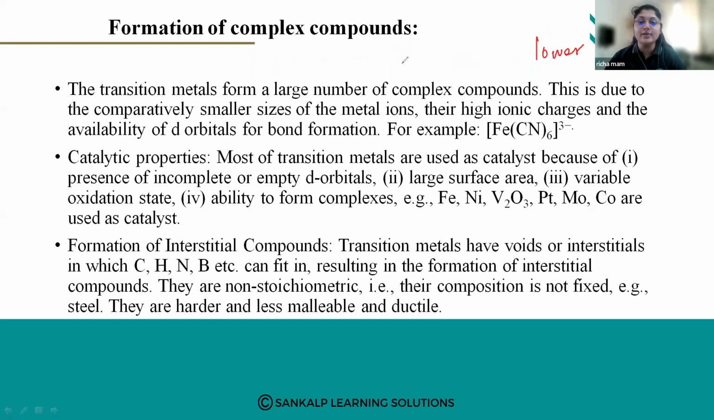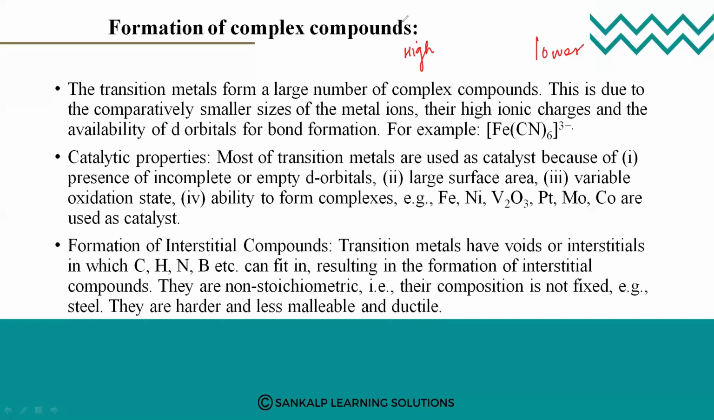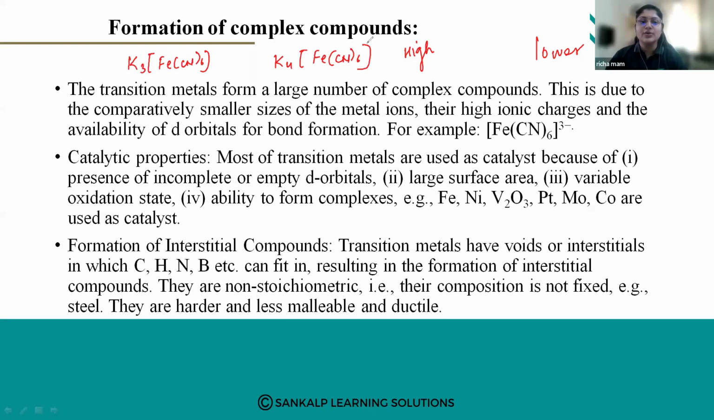So whenever the oxidation state is higher, they are highly stable as compared to ions with lower oxidation state. Now suppose I give you an example like K3[Fe(CN)6] and K4[Fe(CN)6]. These are the two complexes. Which can be more stable here?